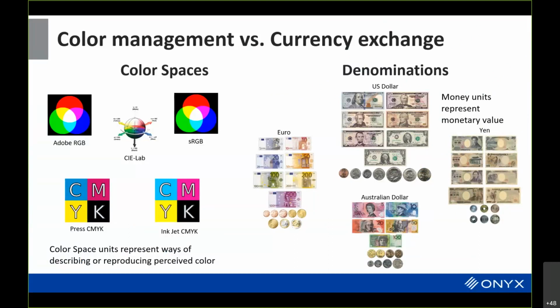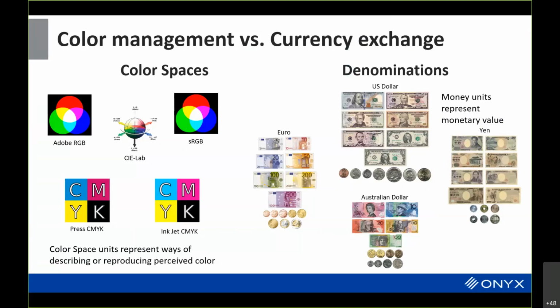And you can have different kinds of units. You can have dollars, you can have quarters, you can have nickels, you can have various different kinds of denominations, and you can add them up together to get some value. And then different places around the world have different currencies. Now with color, it represents a perception and how you make color.